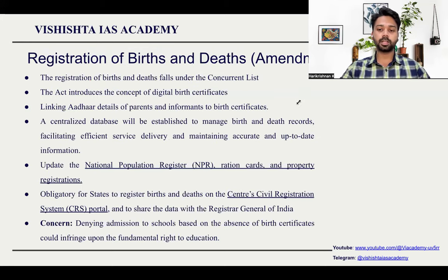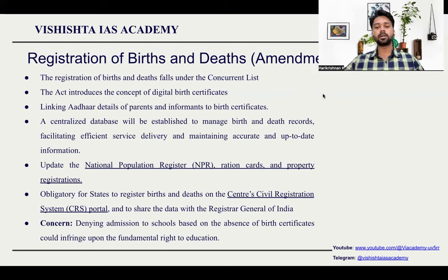Registration of Births and Deaths Amendment Act 2023. For registration of birth and death, now the government has brought a proper systematic network and a solution for it. So we need to know the basics. Registration of birth and death is a subject that comes under the concurrent list. It does not come under the union list. It comes under the concurrent list.